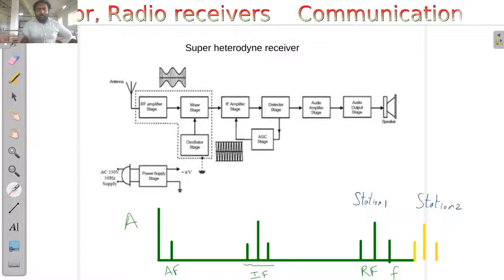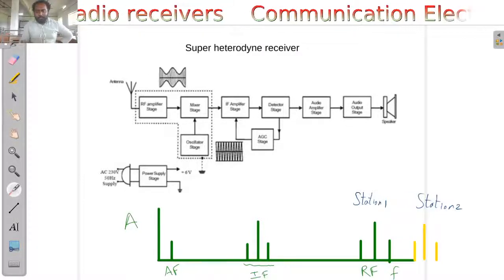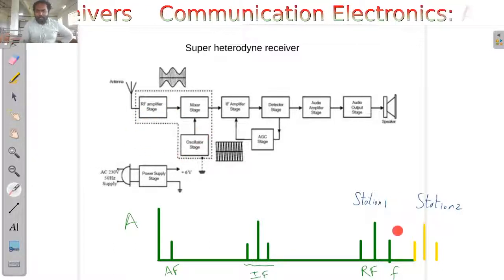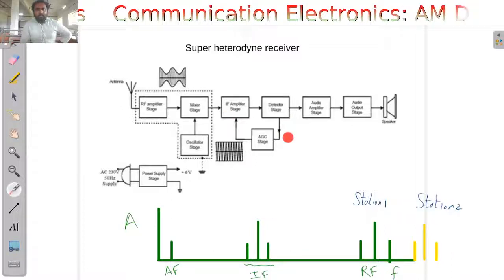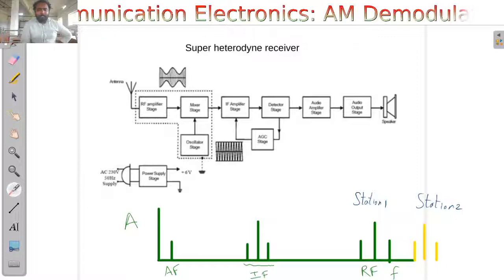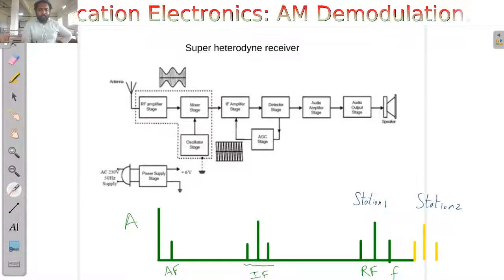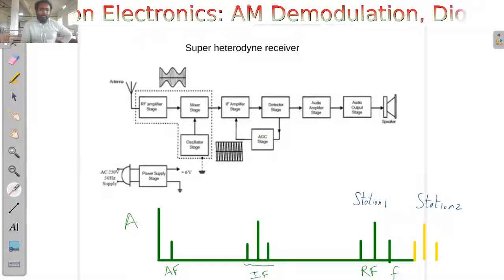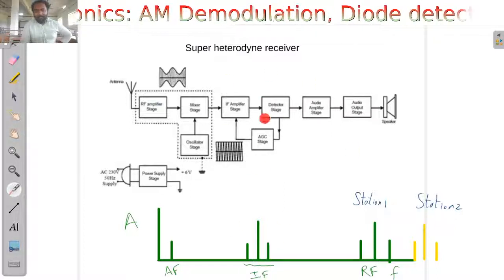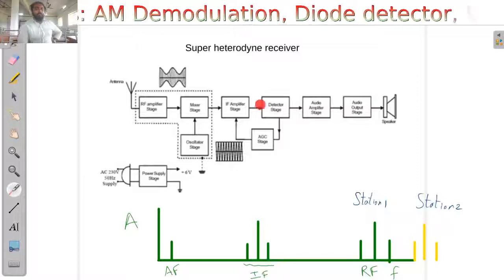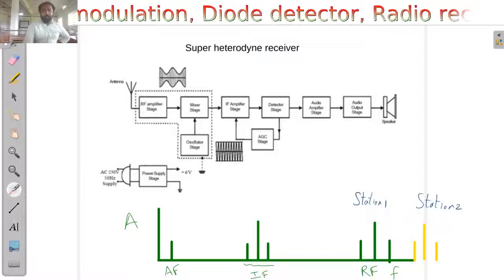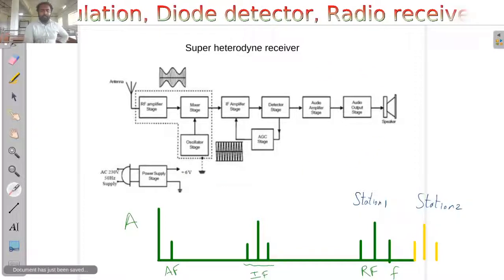So in the case of a superheterodyne receiver, the initial stages handle the radio frequencies. The rest of the stages are handled at the intermediate frequency. It's like converting any kind of language into a common language. The common language that we are using here is an intermediate frequency, where there is no requirement for tuning.